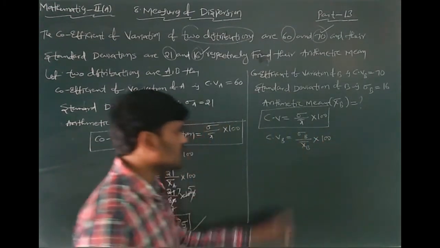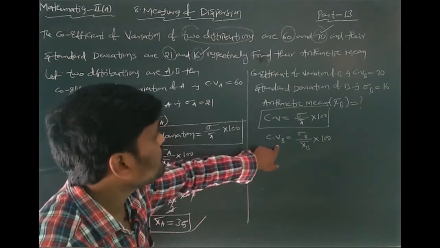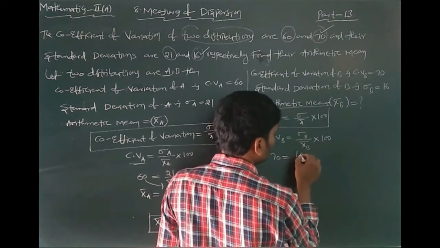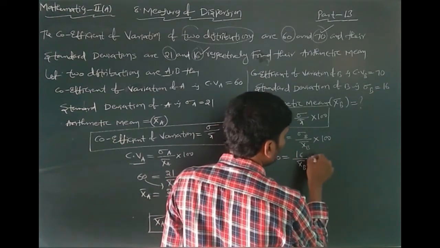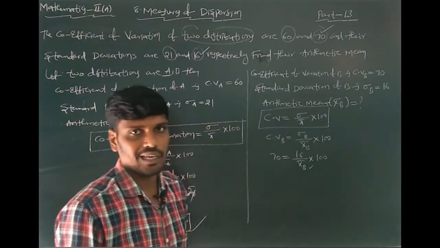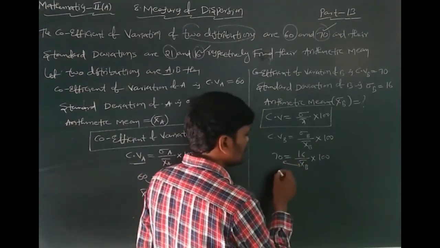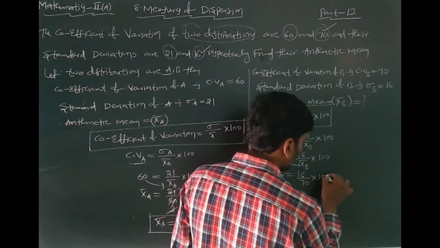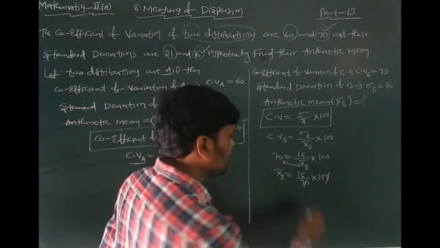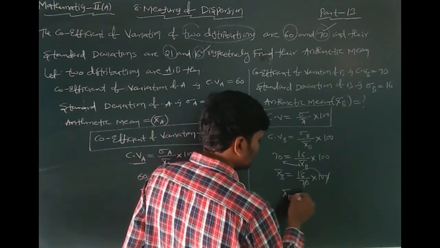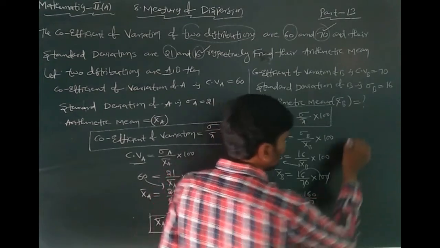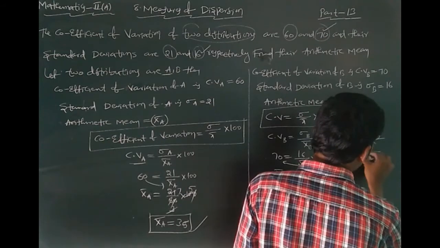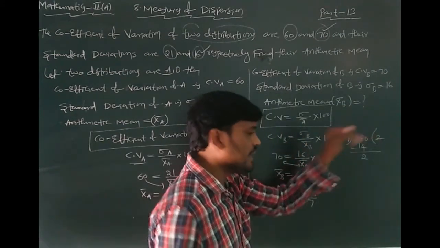You know which values here? CV suffix B value is 70, equal to sigma suffix B value 16 by x suffix B bar. You don't know this, you can find this value only. That's why we cross multiply here. X suffix B equals 16 by 70 into 100. The zeros get cancelled. 16 into 10 is 160 by 7. Here, dividing 160 by 7: 7 twos are 14. Remaining 16 minus 14 is 2.